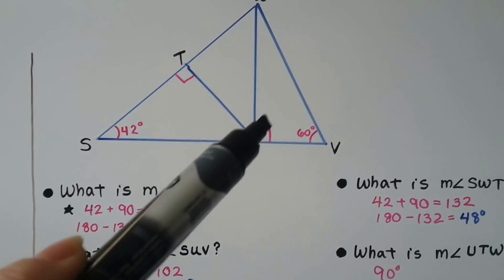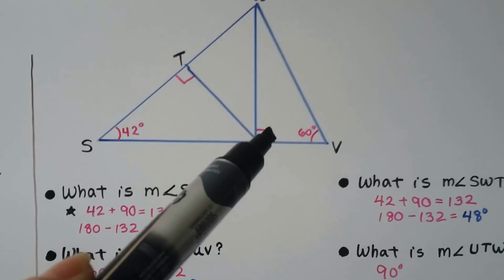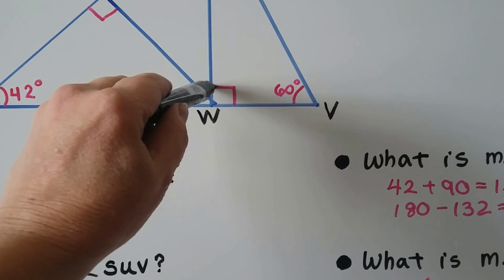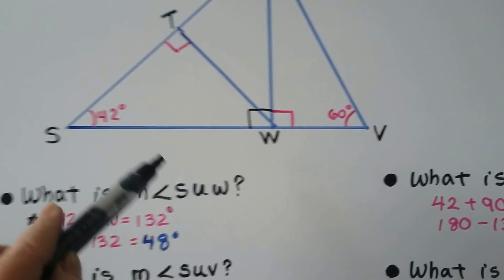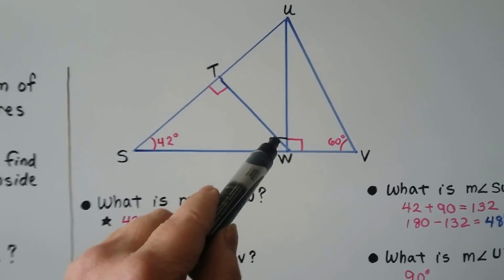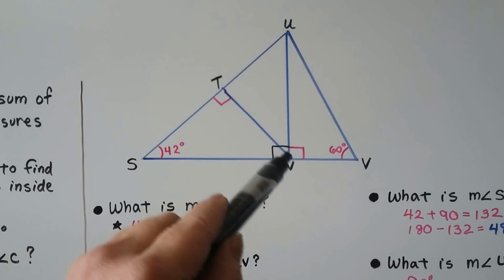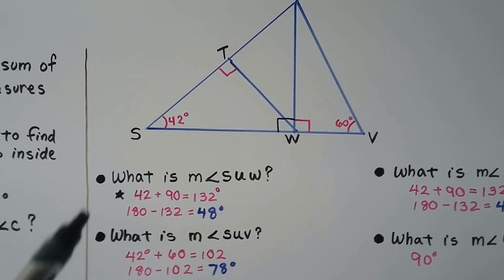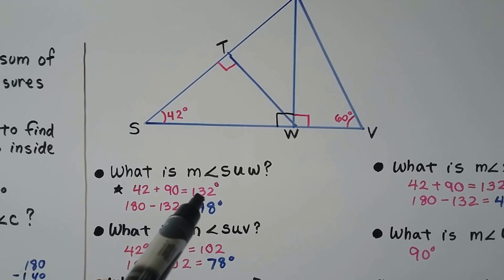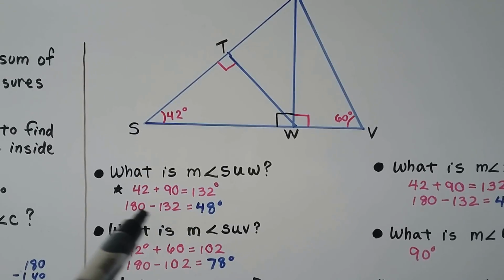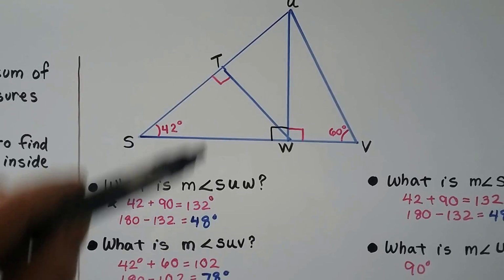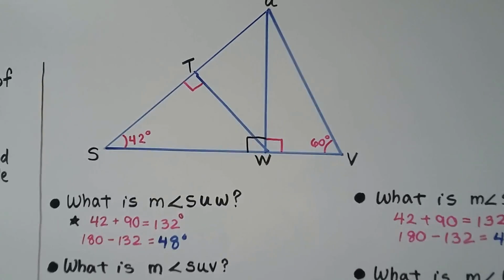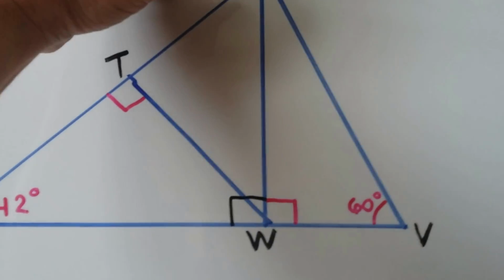We know that this is a right angle right here, but you know what? If that's a right angle, then this has to be a right angle. See that? So we know we've got 42 and 90, because we're ignoring T, and that should equal 180 with the U, shouldn't it? So we do 42 plus 90 and get 132, and if we take that away from the 180, we get 48 degrees. We know that that is 48 degrees right there. Okay, so we've solved that one.